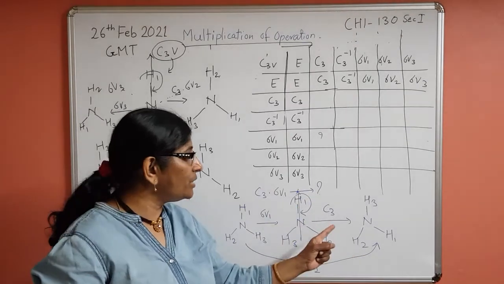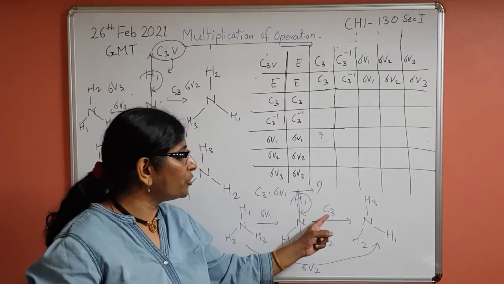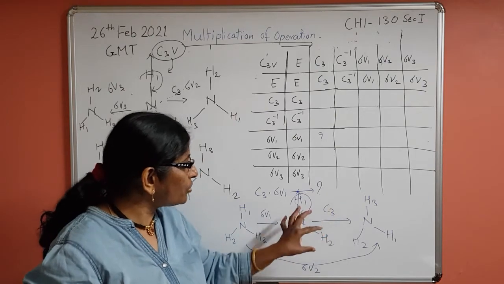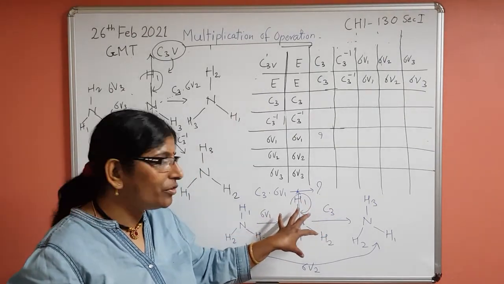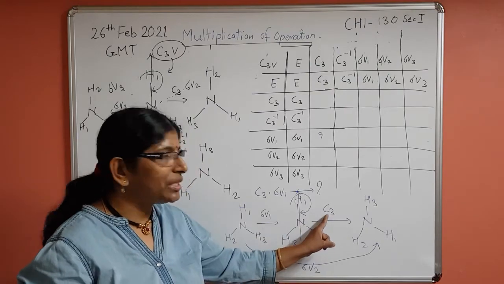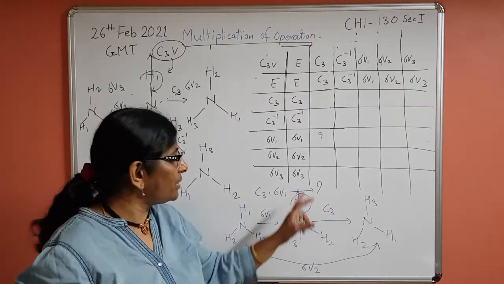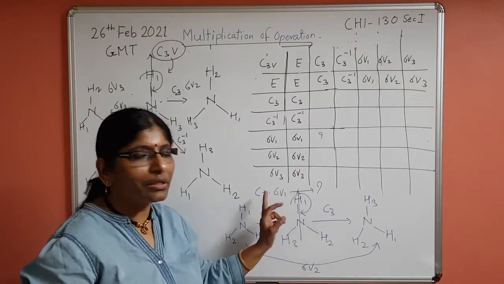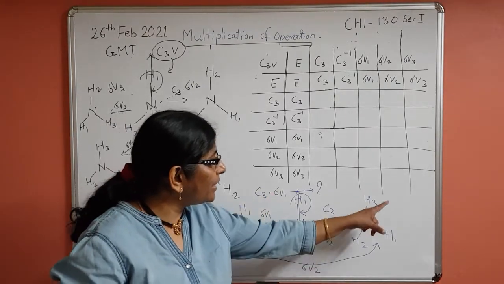But for the next operation in the binary product, we have to do the next operation on the resultant we got. So on this we have to perform C3. Okay. This is again simple. This is the principal axis. I have done the rotation clockwise, and the end product is this.